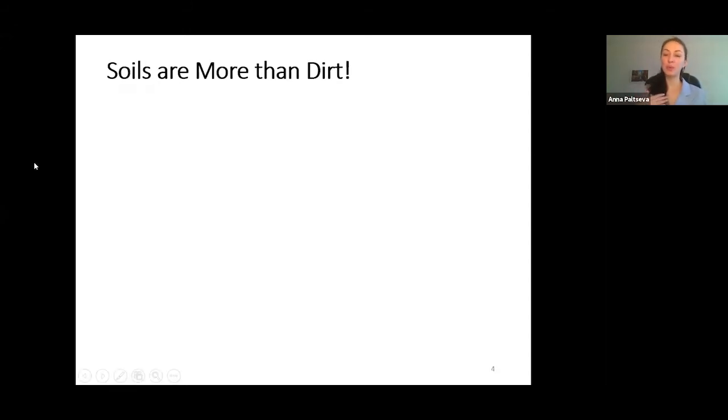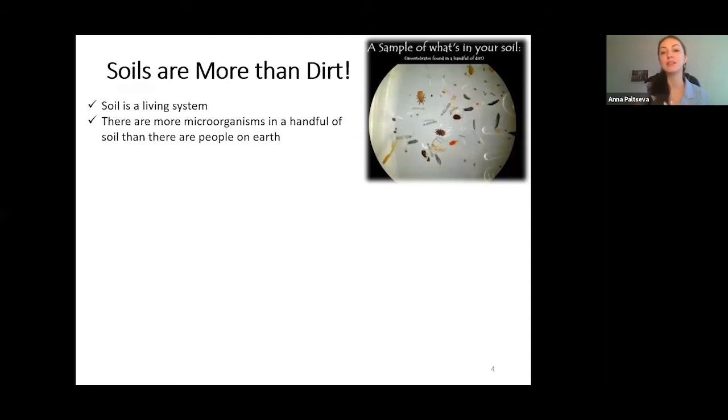Dirt is what we have on our clothes, on the fingernails when we work in the garden, something that stays behind. It's outside of the soil, just soil particles. While soil is alive, it's an evolving body, it's constantly changing. It's full of living organisms. We have more organisms in a handful of soil than the people on this earth.